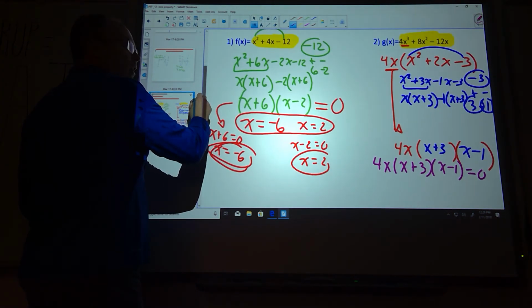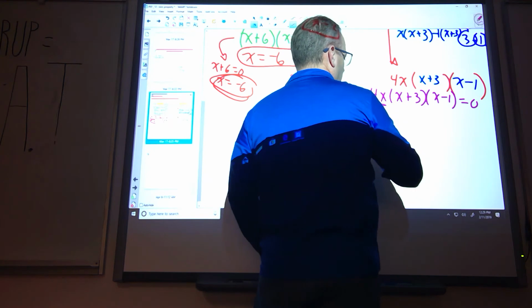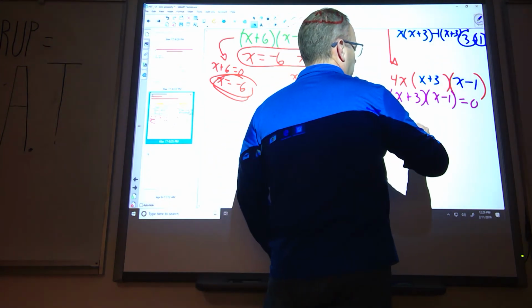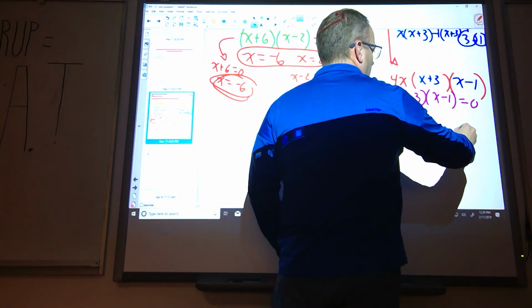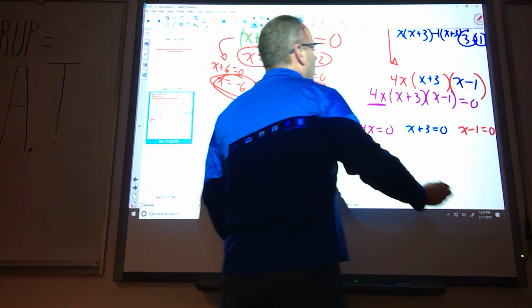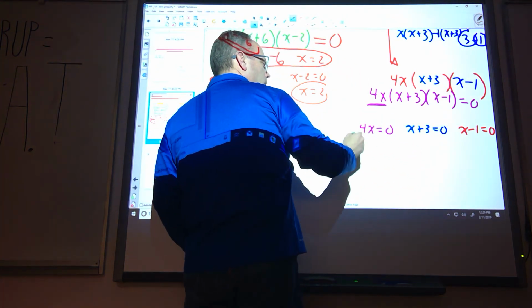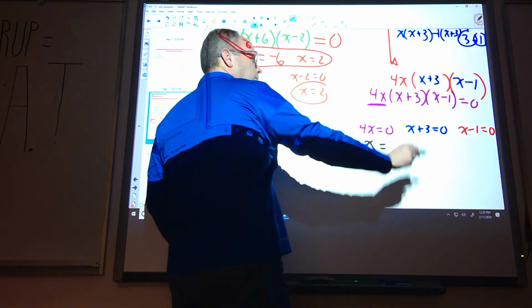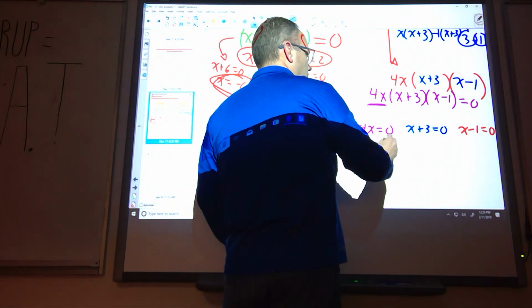3, because it has an exponent of 3. So I'm going to take each part. So 4x equals 0. First part. Second part, x plus 3 equals 0. Third part, x minus 1 equals 0. And let's go ahead and solve each of those. What would this answer be right here? -3. What times 4 gives me 0? 0. There's one answer.